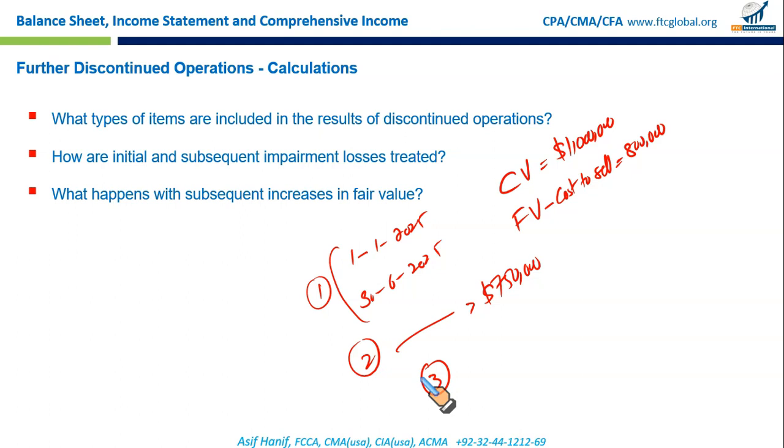Given the initial fair value is less than the carrying amount. What was our initial fair value? Less cost to sell, it was $800,000. So let us suppose that after a few months, the fair value of the division increases to 850. This is the point we are discussing. What happens with subsequent increase in fair value? So if the fair value increases to 850 due to improved market conditions, what would we do? Since there was an initial loss of $200,000 and the fair value has now increased by $50,000, 800 versus 850, this 50,000 gain will partially offset the impairment loss.